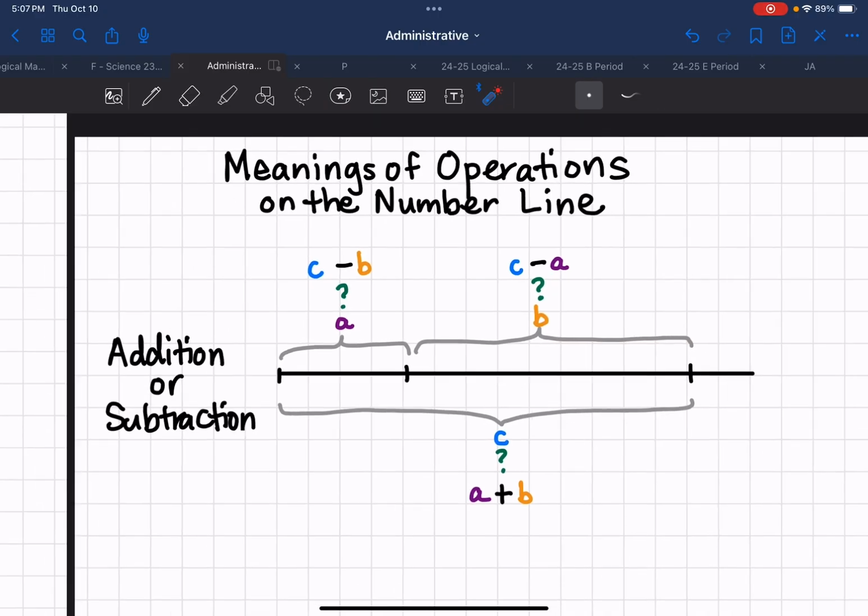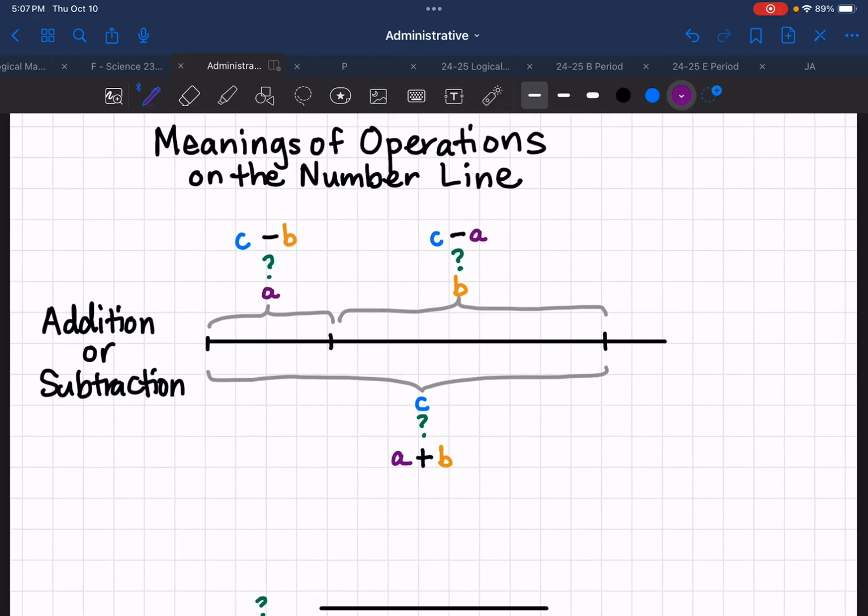So we could write, if we wanted to not write expressions and we wanted to say equations. Equations are just statements that both of these expressions are naming the same number. Well, this number that we're trying to find can be found by doing C minus B, and it can also be found by just telling me what the number is, which is A.